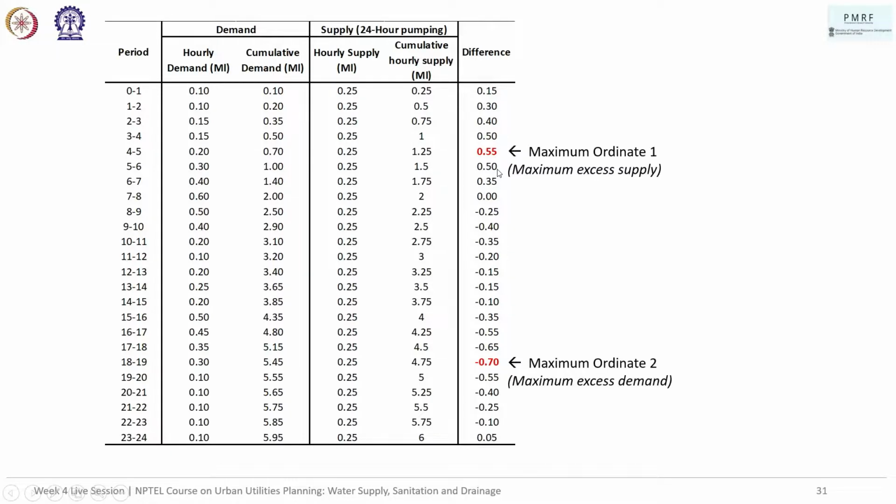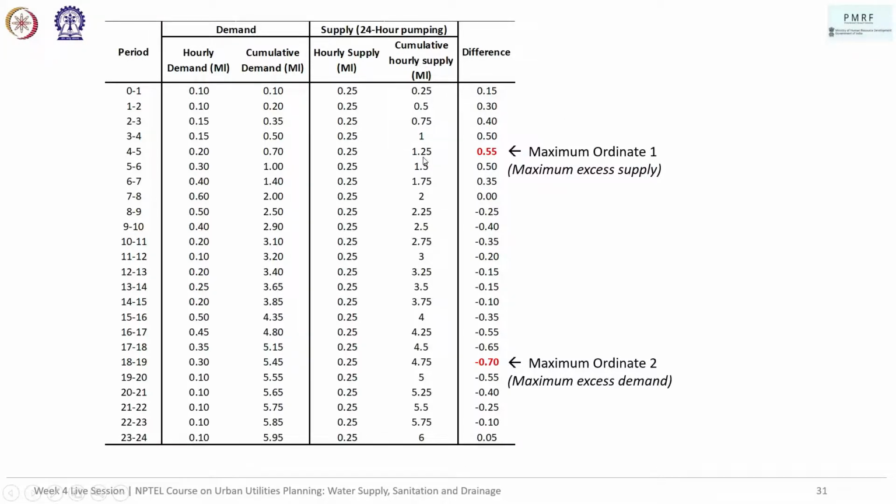So what does the maximum positive value depict? It basically represents the maximum excess supply that is happening. The demand till 5 a.m. in the morning is just 0.7 million liters, right? However, we will be supplying 1.25 because we are going to constantly supply water, right? So we'll be supplying 1.25.